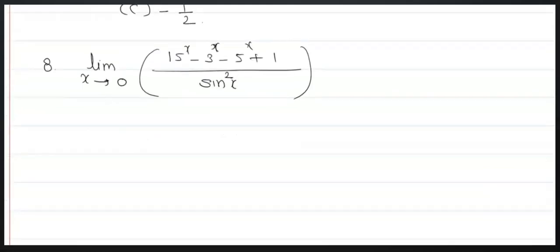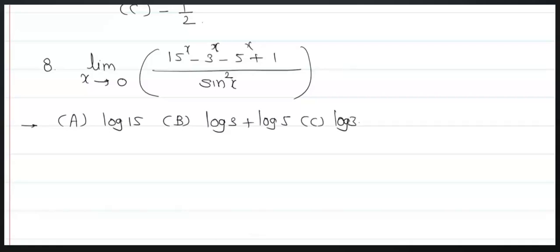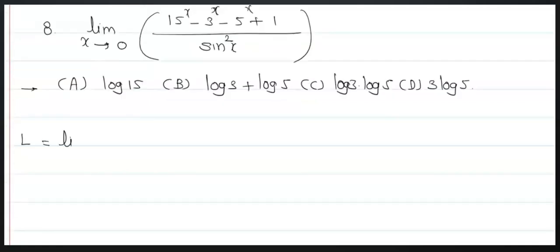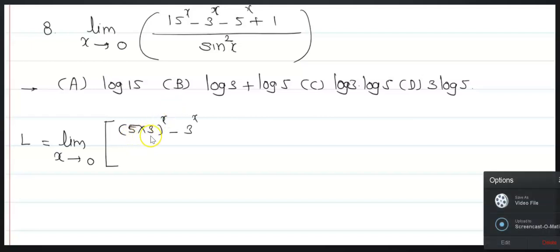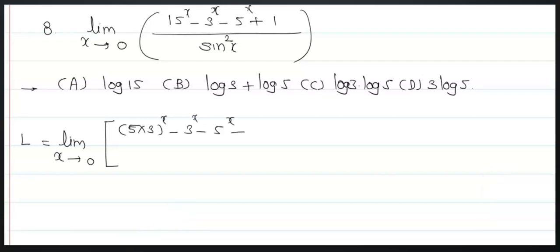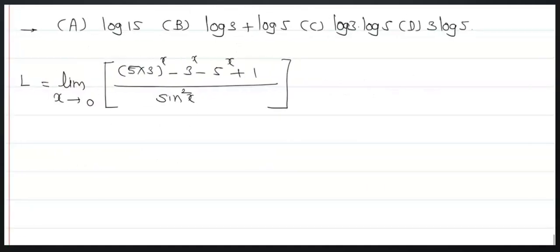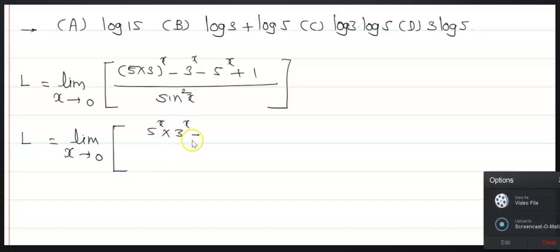Now see this here. Option A is log of 15. Option B is log of 3 plus log of 5. C is log of 3 into log of 5. And D is 3 log of 5. Limit x tends to 0. Now 15 can be written as (5 into 3) bracket raised to x, minus 3 raised to x minus 5 raised to x plus 1, upon sin square x. Limit x tends to 0, 5 raised to x into 3 raised to x minus 3 raised to x minus 5 raised to x plus 1.